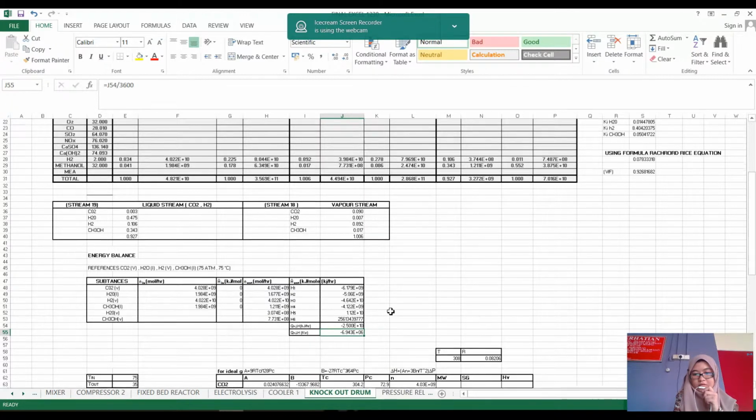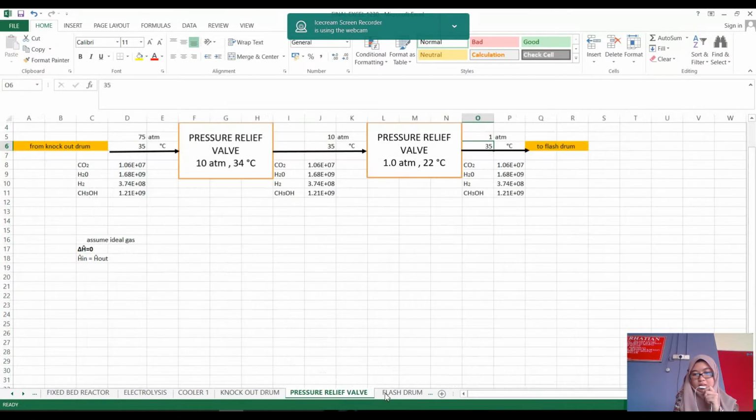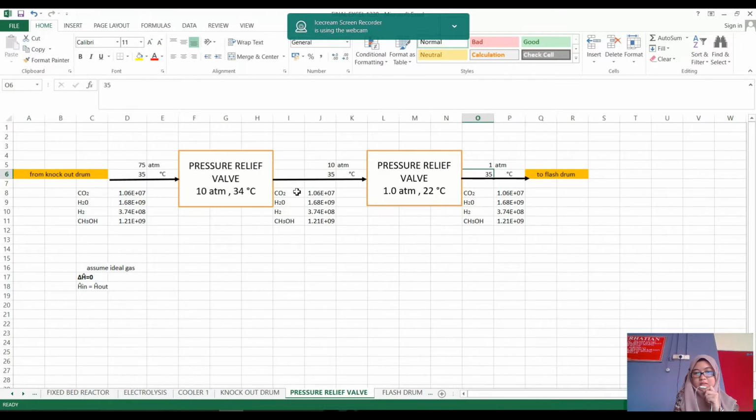After that, it will go to the pressure relief valve to reduce the pressure, so that the flash drum can accept this pressure. Here the pressure relief valve is zero heat because basically there is no heat here.